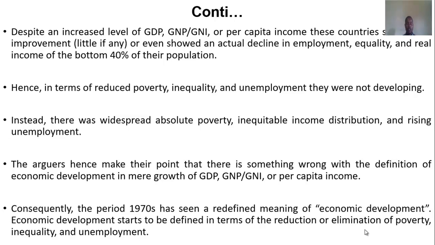Therefore, the question is, what the country is doing in relation to poverty, what the country is doing in relation to inequality, what the country is doing in relation to unemployment. It's not about a numerical increment of GDP, GNP, GNI, or per capita income. Rather, what is happening in the reduction or elimination of poverty, what is happening in terms of inequality reduction, what is happening in terms of reducing unemployment. This is the question that economists and policymakers of the 1970s tried to raise about economic development.